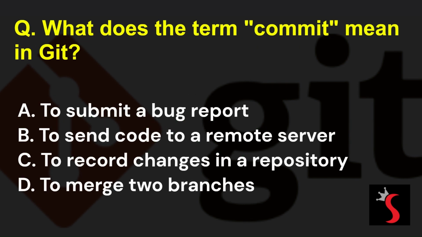What does the term commit mean in Git? A. To submit a bug report. B. To send code to a remote server. C. To record changes in a repository. D. To merge two branches. And the correct answer is option C. To record changes in a repository.